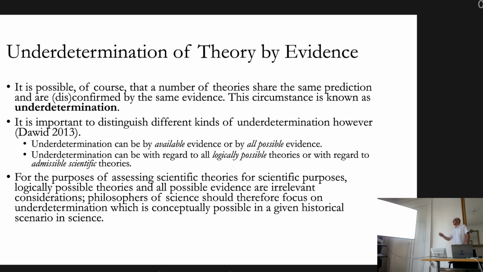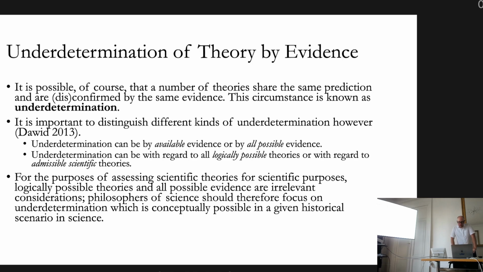Okay, it's important to recognize that there are different kinds of underdetermination that have been discussed by philosophers, and also, logically speaking, some that haven't. So we can distinguish between underdetermination by all available evidence, at some specific time or in some specific context, or underdetermination by all possible evidence, right, that could conceivably be acquired anywhere in the universe at any time. Also, we can distinguish between underdetermination with regard to all logically possible theories, or just with regard to admissible scientific theories within some specific historical or temporal context.